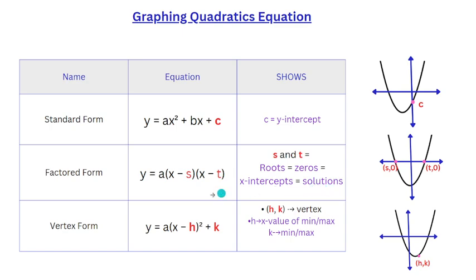So this form is a very important form. The third form is vertex form. Its equation is y equal a quantity x minus h squared plus k. From this form we get the vertex. The vertex is h and k. From the vertex we can get the value of minimum or maximum for the h and the k.